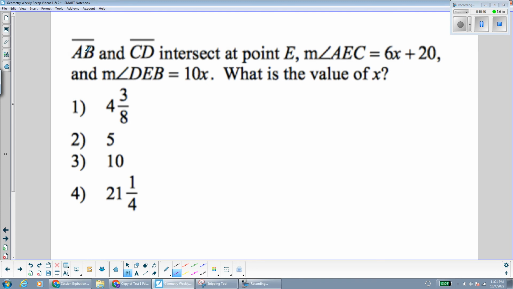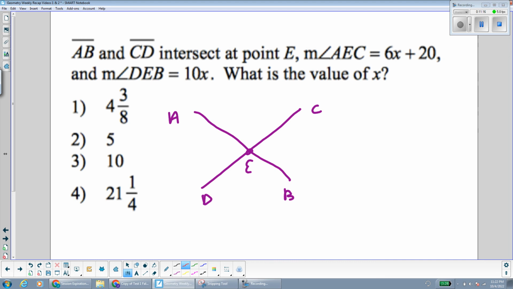So we know that AB and CD are line segments. I see the notation on top. And I know that they intersect at point E. So let me draw that. I'll just make this line segment AB. It doesn't say which one's which. It doesn't matter. I'll make this one CD. And the point that they intersect at is point E. There we go, diagram all done. Now we just have to label it.